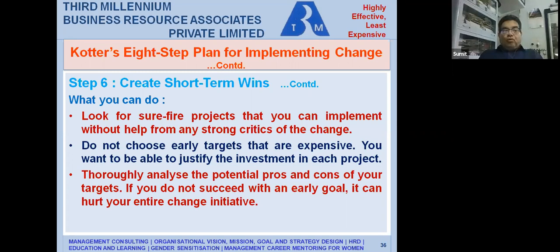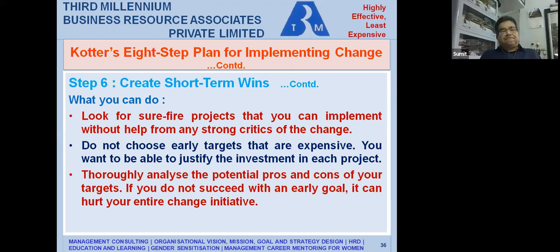Don't choose expensive target objectives, because you will have to justify the investment that you make in each product. Right? Thoroughly analyze the potential pros and cons of your targets. If you do not succeed with an early goal, it can hurt your entire change initiatives. Now, what is happening? Please understand the balance.